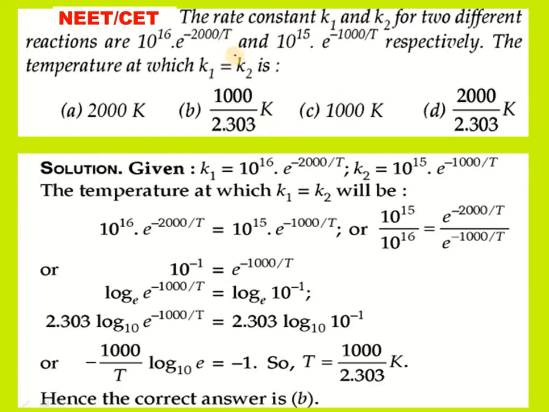That means k1 and k2 both are equal. That condition is taken. Taking the condition and simplifying things, the 10 power 15 by 16 value will be taken like this: 10 power minus 4 minus 1 is equal to e power minus 1000 by T. So we can apply log to it. After applying the logarithmic form and simplifying, finally we got T is equal to 1000 by 2.303 Kelvin. So B option is the right option for this.